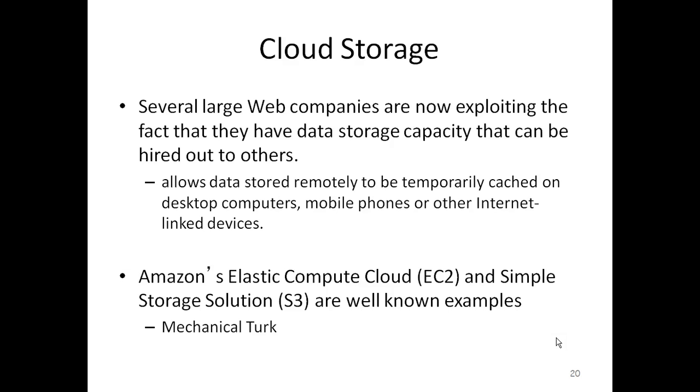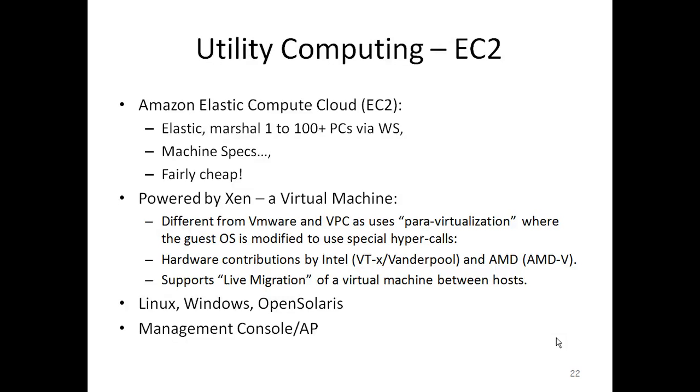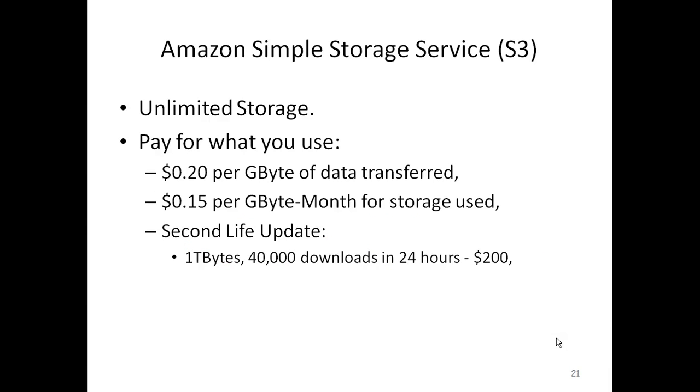Amazon Elastic Compute Cloud and the Simple Storage Service are well-known examples. These can be accessed in the web browser. Amazon Simple Storage Service offers unlimited storage. It is up to the user, and he pays for what he uses, depending on the GB of memory used. Some of the rates may be 20 cents per GB for data transfer, and 0.15 cents per GB monthly for storage used.